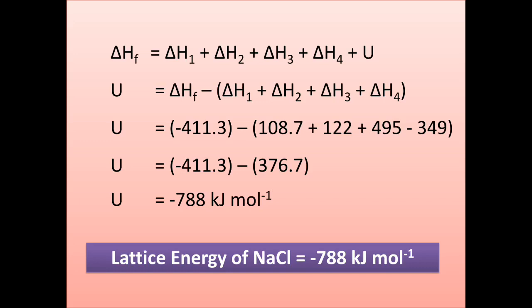A large negative value for the enthalpy of formation indicates that the compound is very stable compared to its elements. So this is the Born-Haber cycle, and it is useful in calculating overall energy changes during the formation of ionic compounds.